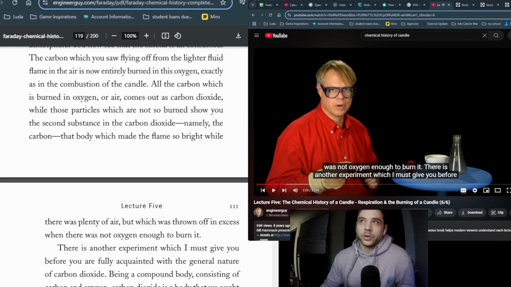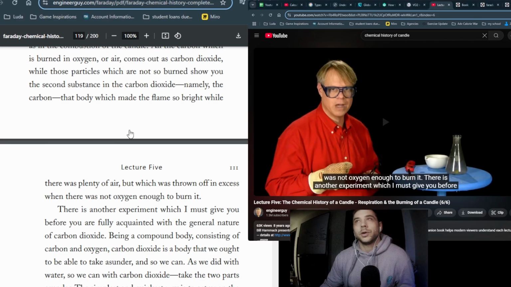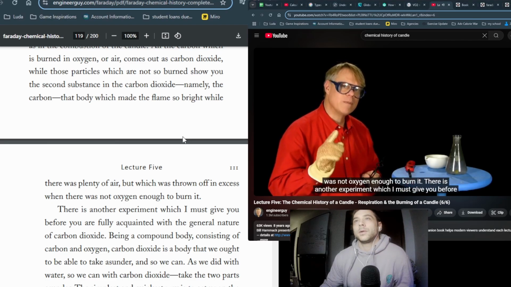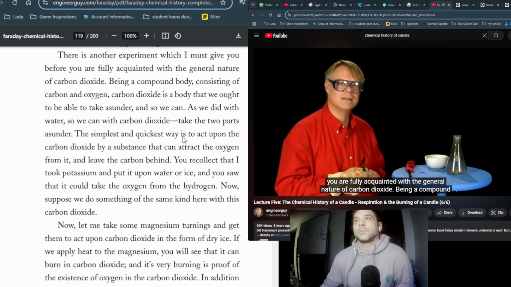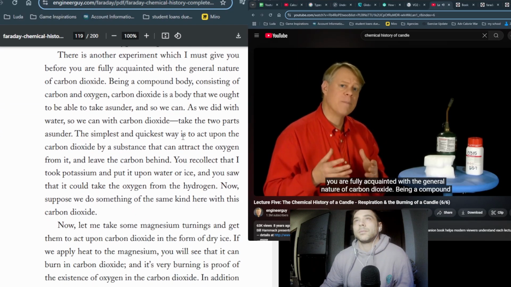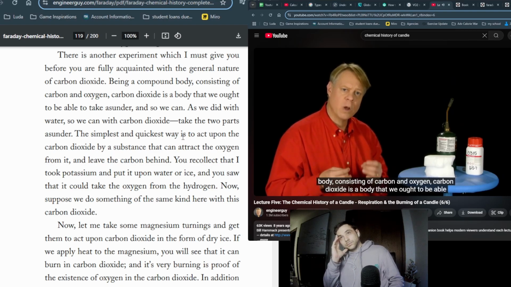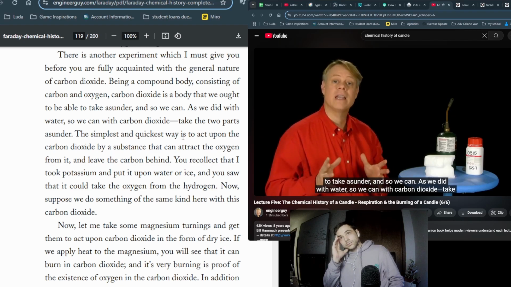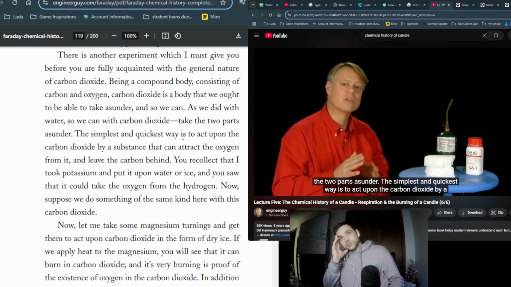So even if he called it carbonic acid, he knew oxygen was combining with carbon. There is another experiment which I must give you before you are fully acquainted with the general nature of carbon dioxide. Being a compound body consisting of carbon and oxygen, carbon dioxide is a body that we ought to be able to take asunder, and so we can. As we did with water, so we can with carbon dioxide, take the two parts asunder.